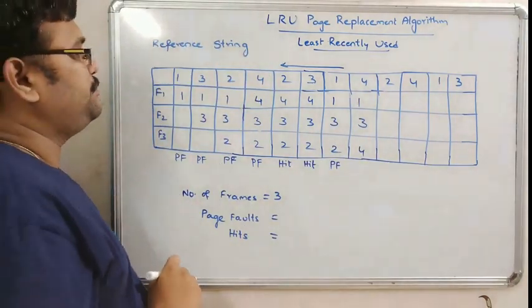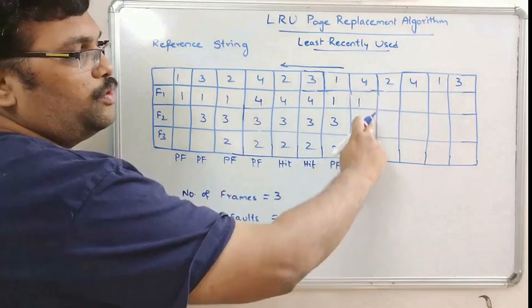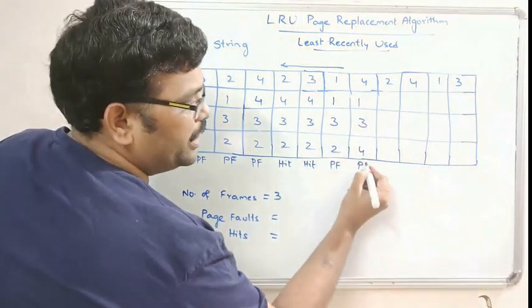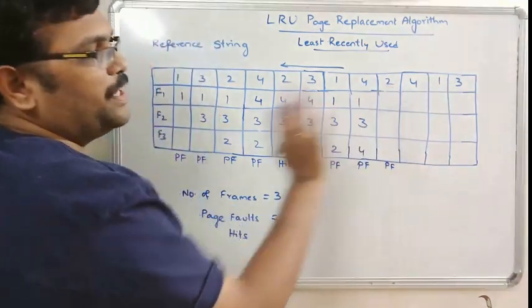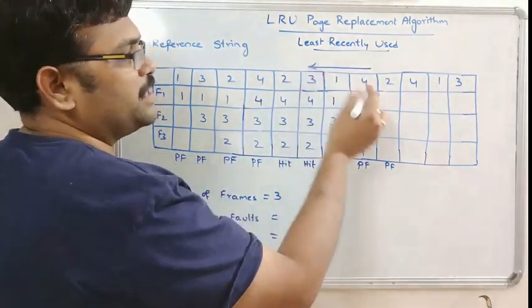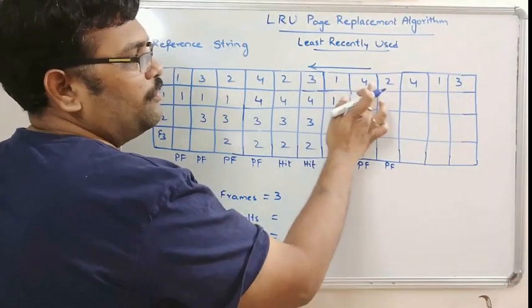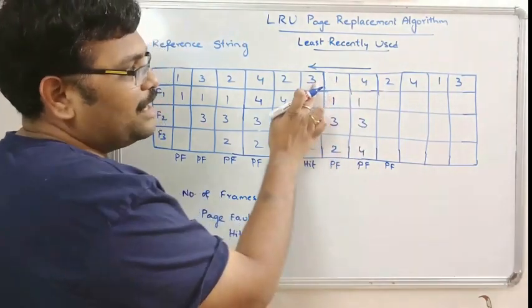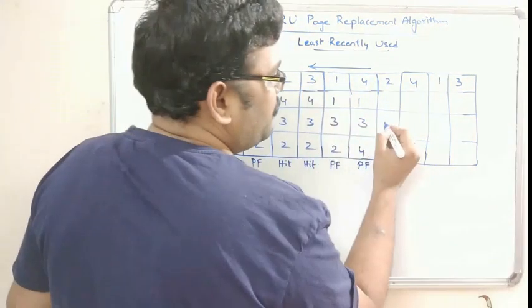Okay, then 2 is again not there. Again it's a page fault. So we have to replace one page. Again travel towards the 3 reference strings, 4, 1 and 3. 4 is the most recently used, 3 is the least recently used. Replace 3 with 2.